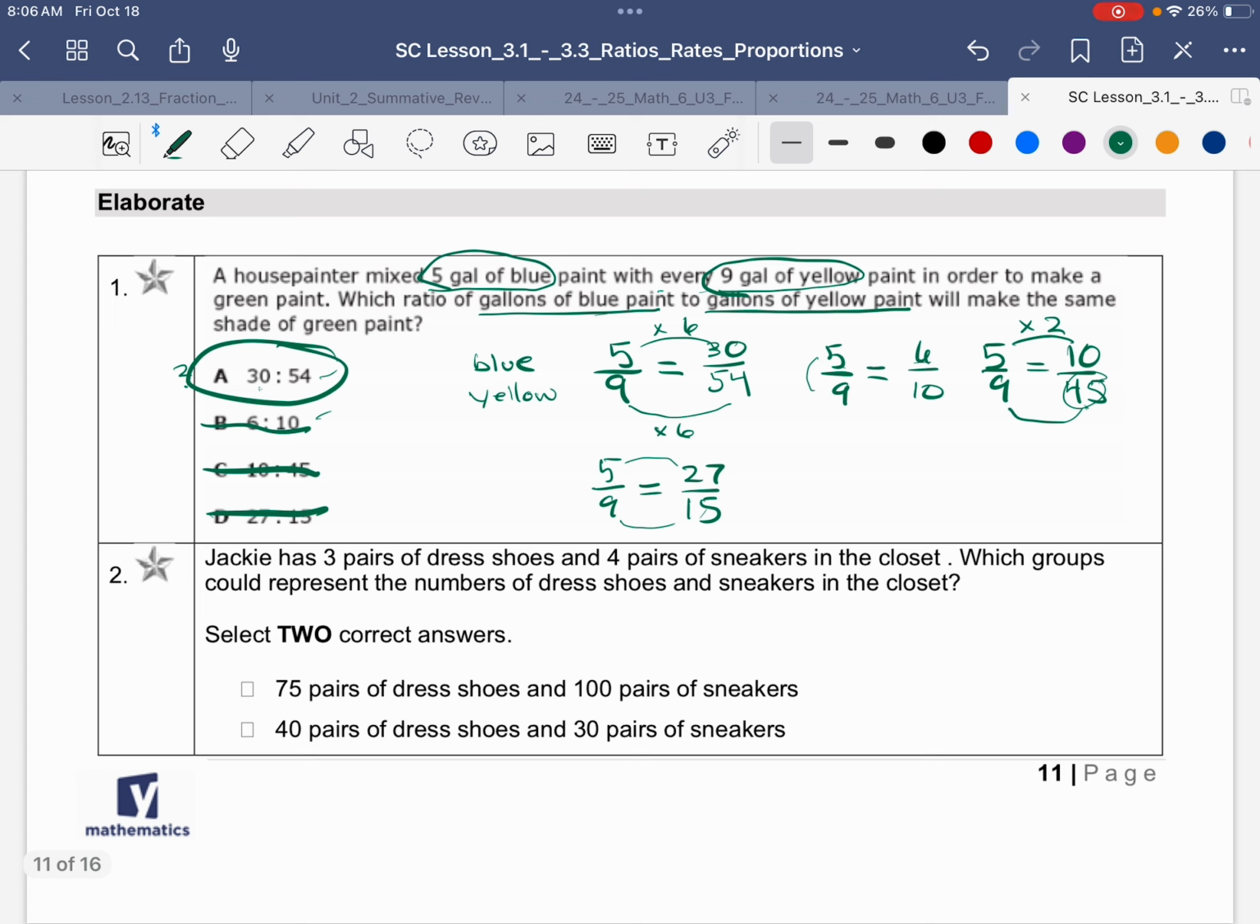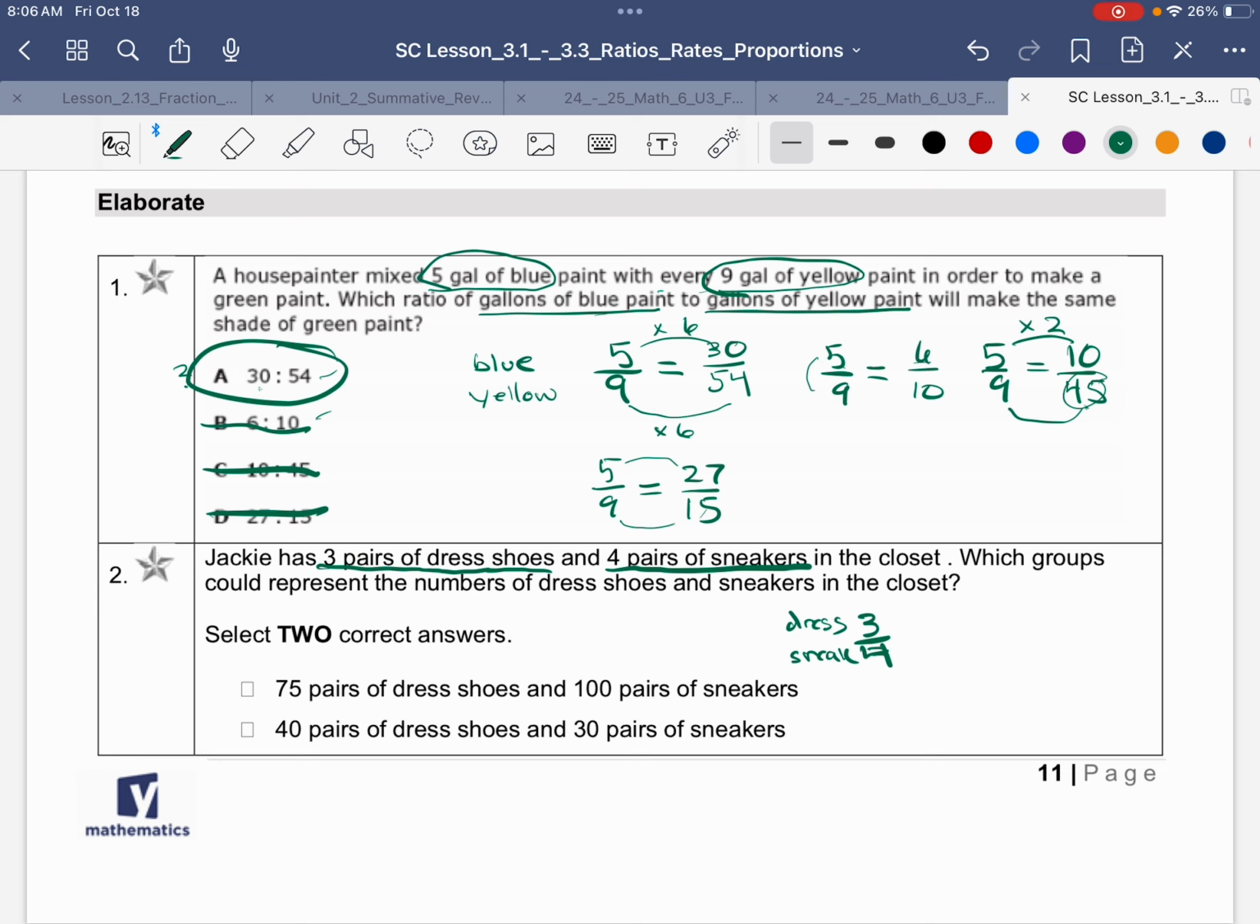Jackie has 3 pairs of dress shoes, 4 pairs of sneakers in her closet, which could represent the number of dress shoes and sneakers in her closet. So we're going to go dress, and this is sneakers. 3 to 4, okay? Now, they want to know which one of these is correct, which one could be correct.